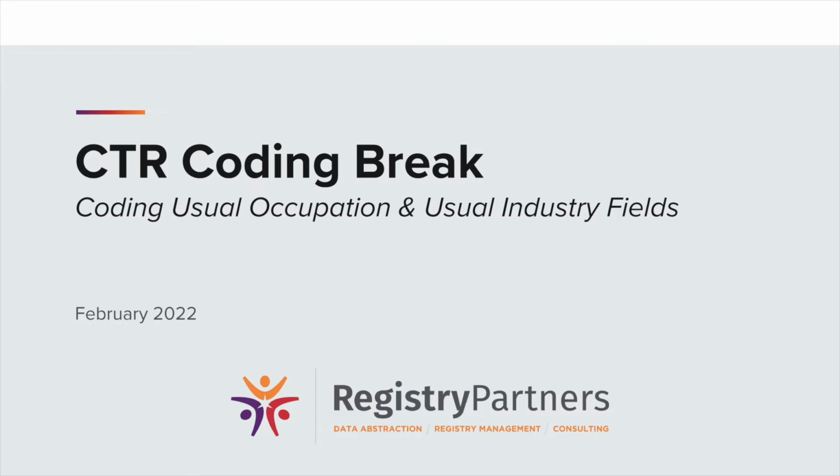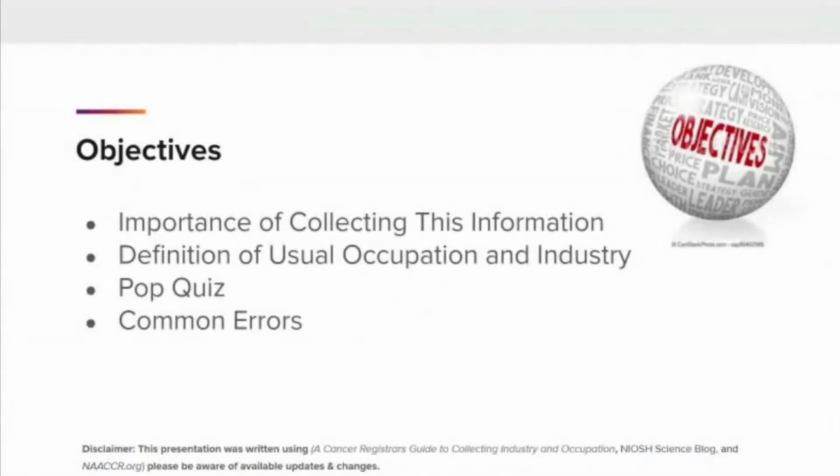Today, I wanted to review the usual occupation and industry NAACCR data item number 310 and 320 fields. Collecting information for these fields can be a little tricky at times, so hopefully after this coding break, you will feel a little more confident when you code these fields. Today, we will review why we as registrars collect this information, take a look at the definition of usual occupation and industry, take a pop quiz, and review some common errors.